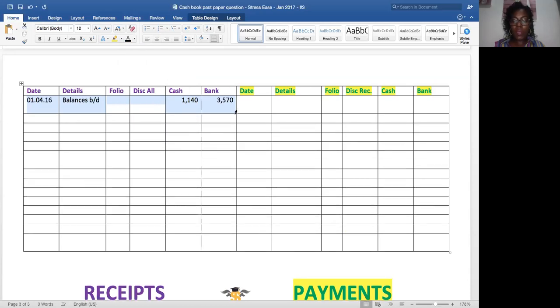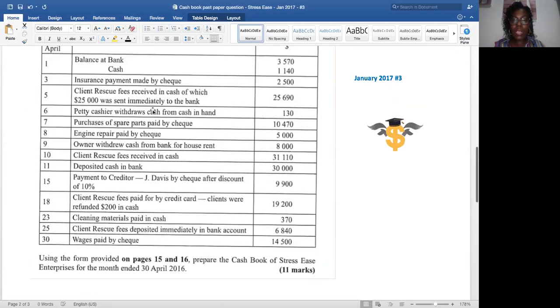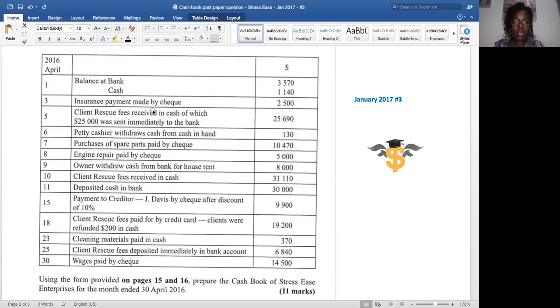Your opening balances. Of course, you have a date, you have a details, and in the details column, guys, you don't have to write on the whole transaction. You want to write as little information as possible, and most times you want to write the name of the next account that is going to be affected.